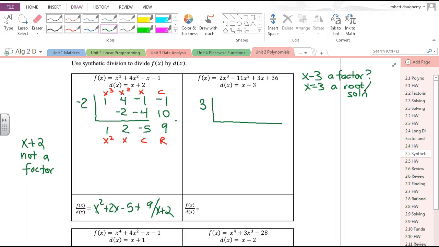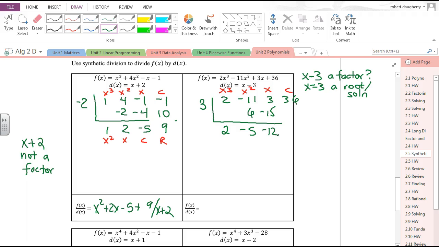So let's write down the coefficients of my x cubed. So I get 2, negative 11, 3, and 36. So this is my x cubed, my x squared, my x, and my constant. Okay. So the 2 comes down. 3 times 2 is 6. Negative 11 and 6 is what? Negative 5. 3 times negative 5 is negative 15. Add that to 3 and I get negative 12.